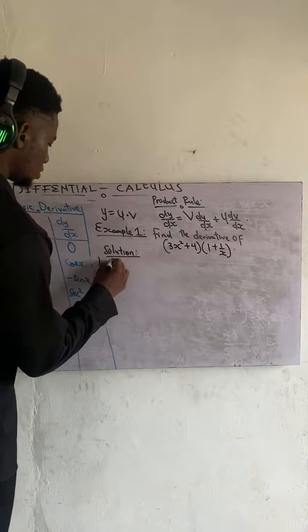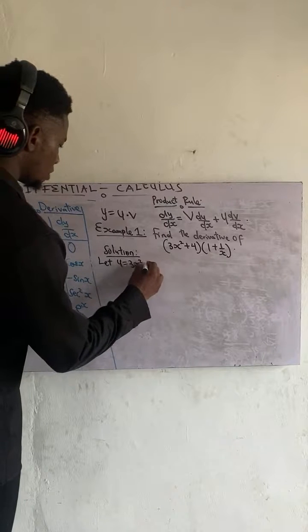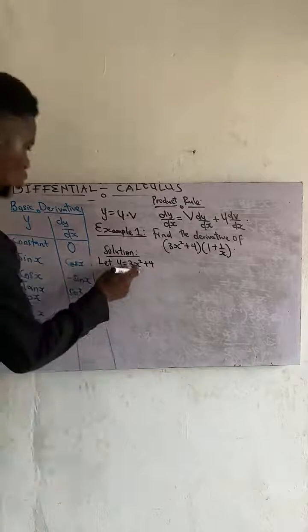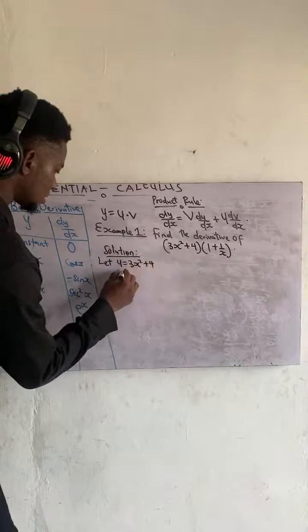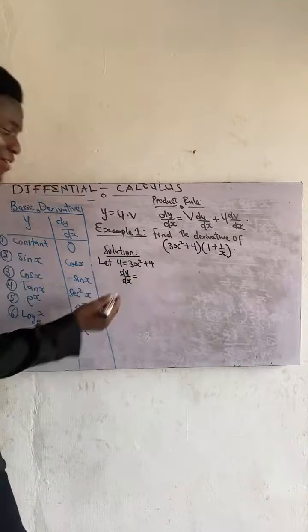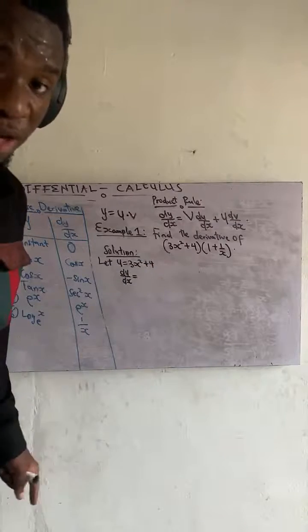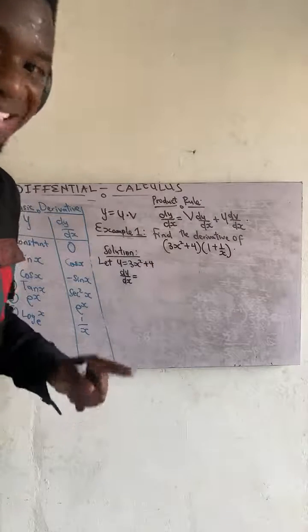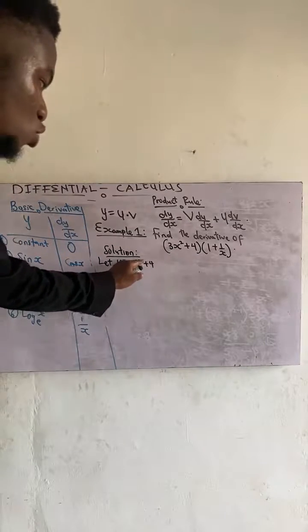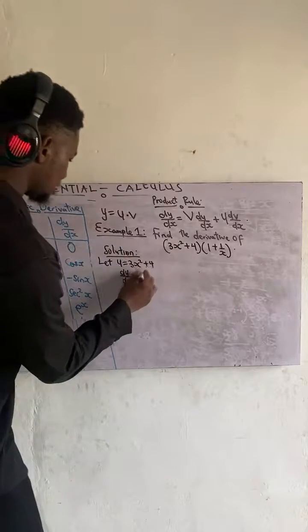Let u equal 3x squared plus 4. Instantly, look for du dx. To find du dx, you are going to differentiate this. You have already known that the differentiation of a constant number is what? 0. So the differentiation of 4 is 0, while the differentiation of 3x squared will just be 2 times 3, that is 6, and 2 minus 1, that is 1. Then this will give us 6x.